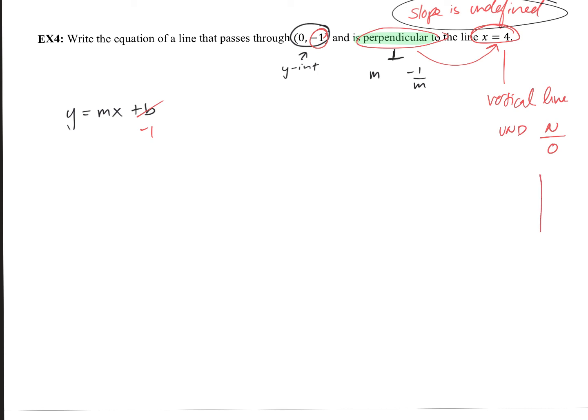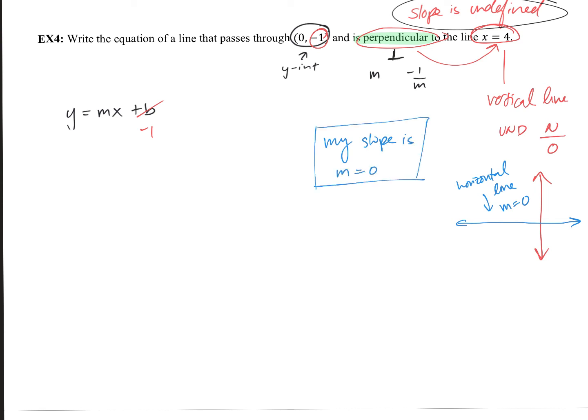So I have a vertical line, and my line is perpendicular to that vertical line, which means my line in blue should actually be a horizontal line, because it's perpendicular to that vertical line. And what are the slopes of horizontal lines? The slopes are always 0, so my slope is m equals 0, because my line is perpendicular to a vertical line. Okay, so my slope is 0.